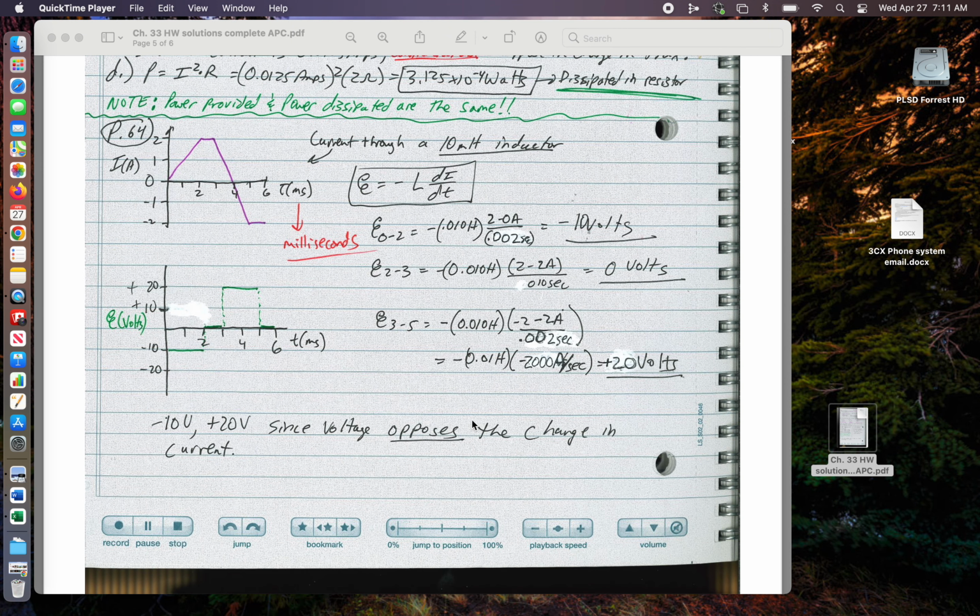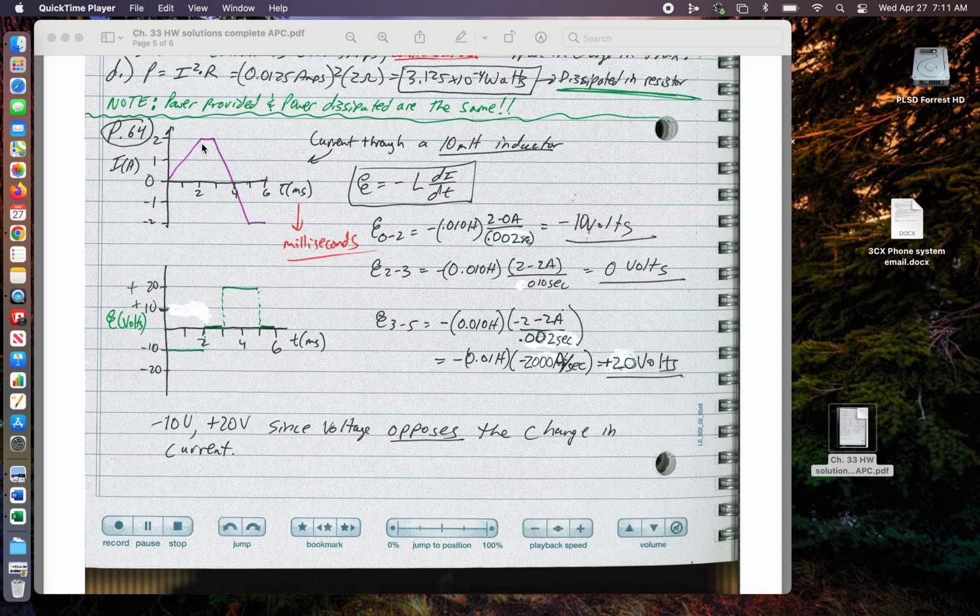For problem 64, I wanted to make sure you saw something like this graph. I think we had that on a couple of the conceptual questions as well. So you're given a current graph, and you're asked to figure out the potential difference versus time graph. And these are milliseconds, by the way. If that wasn't clear to you, your specific numbers might be incorrect. So this is current through a 10 millihenry inductor, something like that.